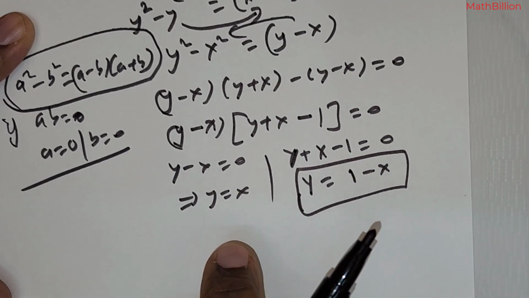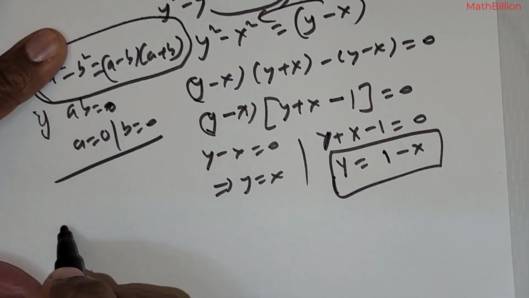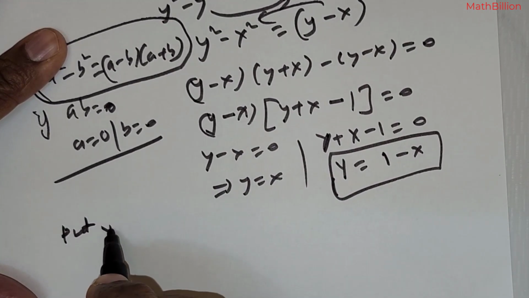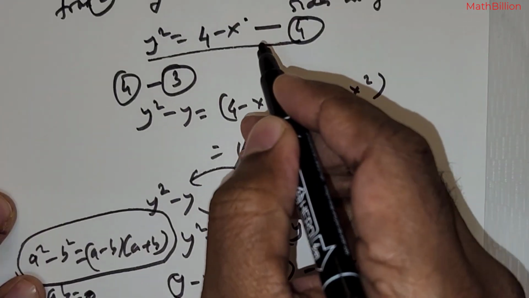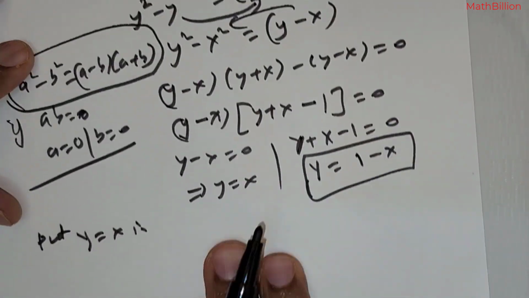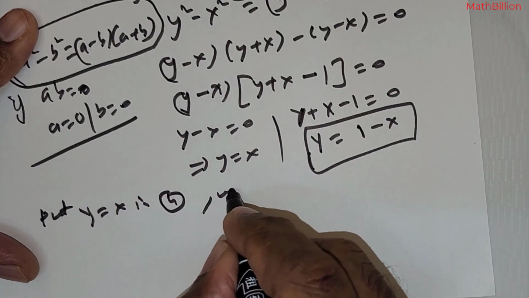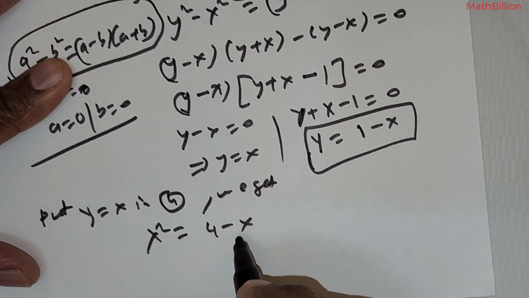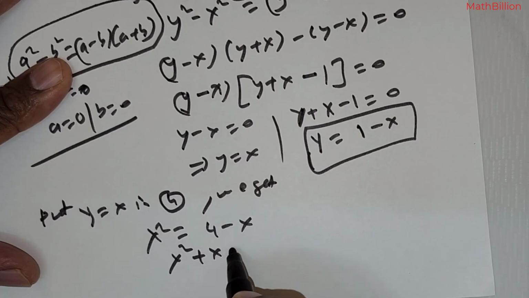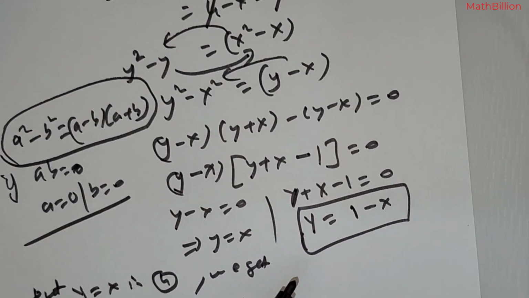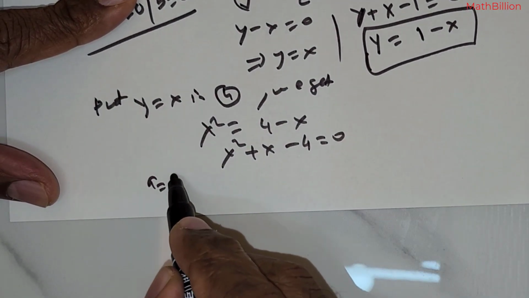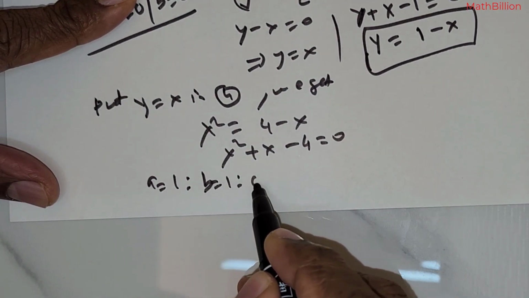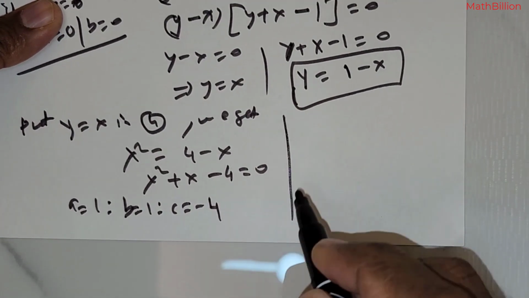The foremost what I wish to do is I would like to put y is equal to x in 4. Okay, in 4 we get, so what do we get? We get x squared is equal to 4 minus x, which means x squared plus x minus 4 is equal to 0. I use quadratic formula. So a is equal to 1, b is equal to 1 and c is equal to negative 4.